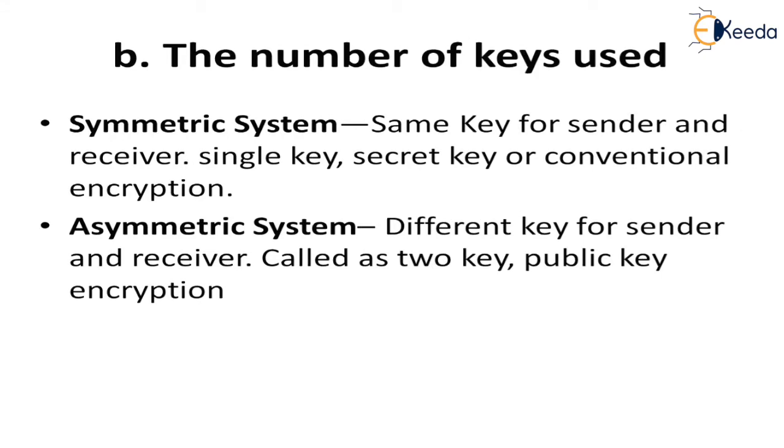Next way is the number of keys used. In the encryption process, there are two ways in which encryption takes place: symmetric system encryption and asymmetric system encryption. A symmetric system encryption takes place with the help of the same key for sender as well as receiver, which is also called single key or secret key or conventional encryption. An asymmetric system uses different keys for sender and receiver, which is also called two key or public key encryption.